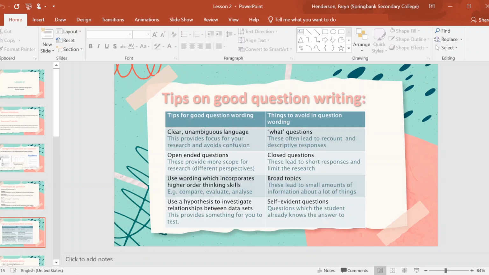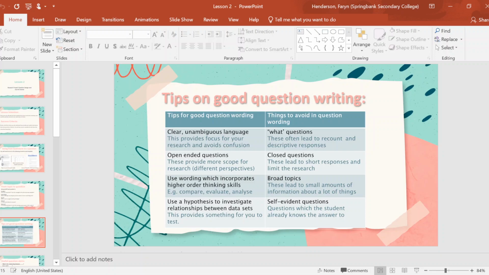Here is something from the SACE board, tips on good question writing. Make it clear, open. The reason we use open-ended questions is because closed questions lead to a yes or no response. What we want is for our question to be narrow enough that we're not trying to put too much information in, but we don't want it closed off so that we can answer it in a couple of sentences.